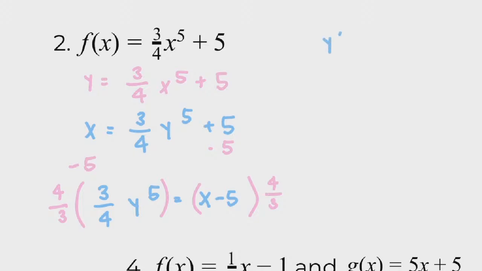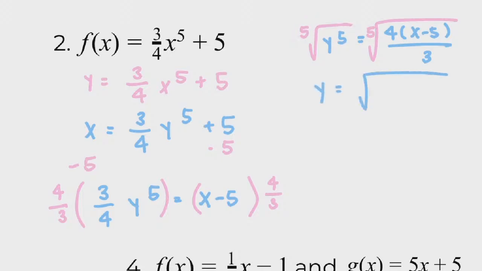So we get y to the 5th equals 4 times (x minus 5) over 3. And then to solve, we would take the fifth root of both sides, because the 5 on the outside here will cancel out this 5 here. So that'll be y equals the fifth root of, I'm just going to distribute, so that's (4x minus 20) over 3. And this here is the inverse.